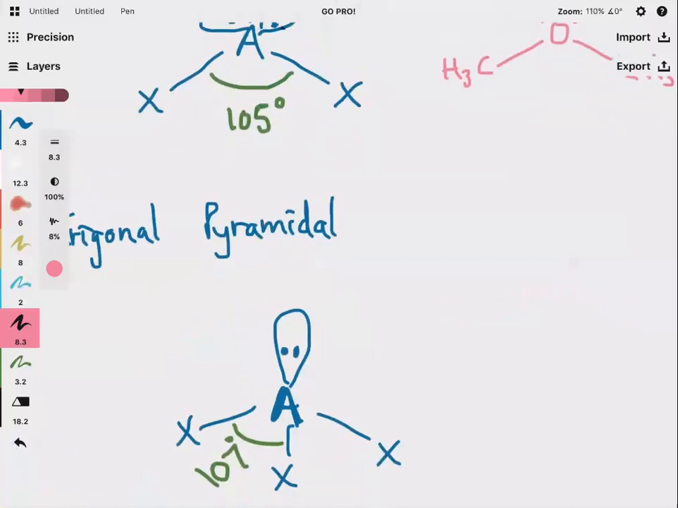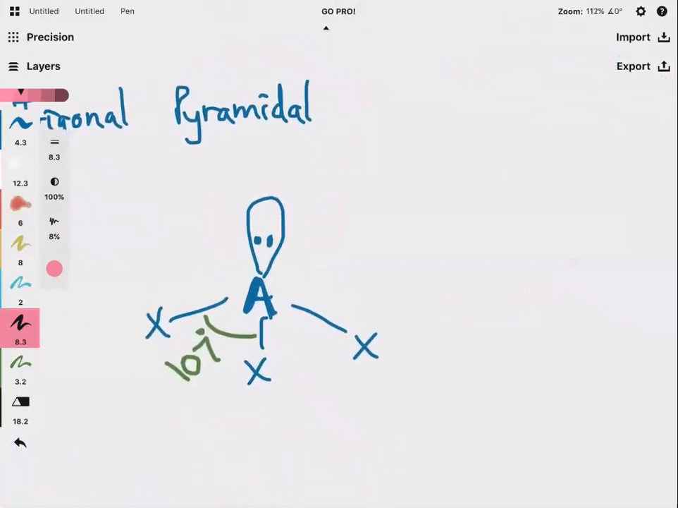And an example of trigonal pyramidal would be something like ammonia. So you would have a central nitrogen atom, then you would have 3 hydrogens, but we know nitrogen is group 5, so 1, 2, 3, and a lone pair would make 4 and 5. So it would not be a tetrahedral, but it would be a trigonal planar.